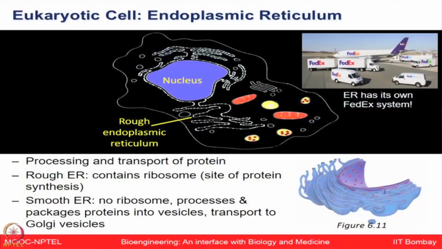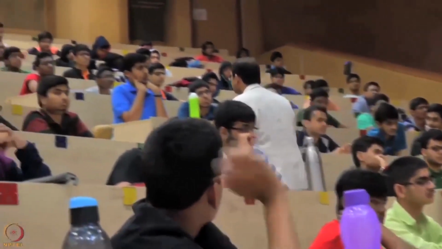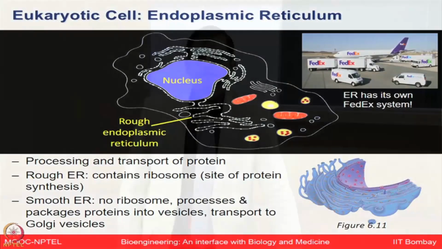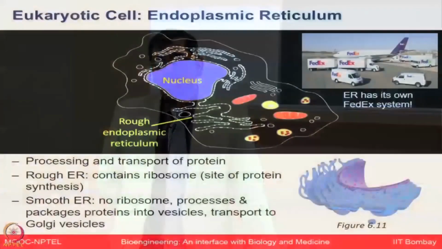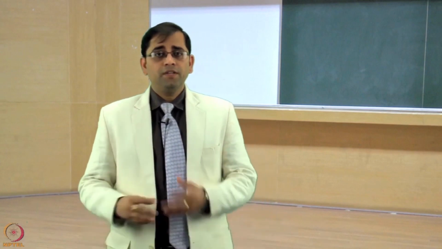Yes, so there are two different types. One is rough endoplasmic reticulum, which contains ribosomes, and you have rightly mentioned it is the site for protein synthesis. Now, what about the smooth endoplasmic reticulum? Smooth endoplasmic reticulum does not contain ribosomes and it is involved very intricately with Golgi vesicles for packaging proteins into vesicles and transporting them to the Golgi vesicles.